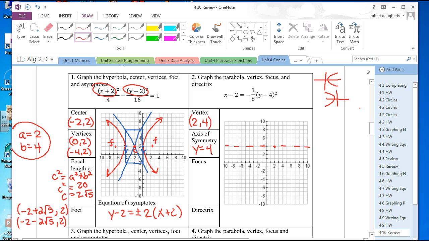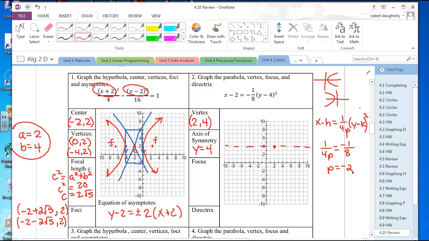Now, so there's the center, the focus. To define the focus, I need to figure out the form of this parabola: x minus h equals 1 over 4p, y minus k squared. So I need to figure out if 1 over 4p equals negative 1 over 8. That means that p is equal to negative 2.